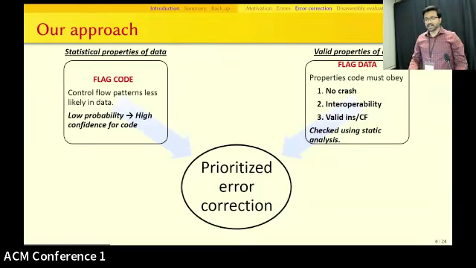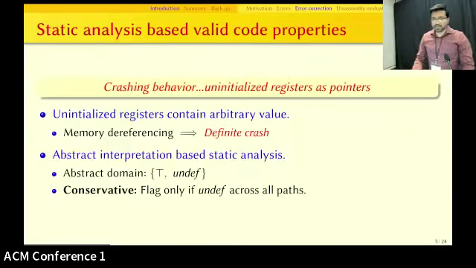One category is statistical properties of data to flag code, and another category is valid properties of code to flag data. Statistical properties are basically patterns that are less likely to be found in data. The lower the probability, the higher the confidence that a code snippet is code. And valid code properties are specifically the properties that must be obeyed by a program in order to ensure no crash and interoperability. Okay. So first we'll discuss valid code properties.